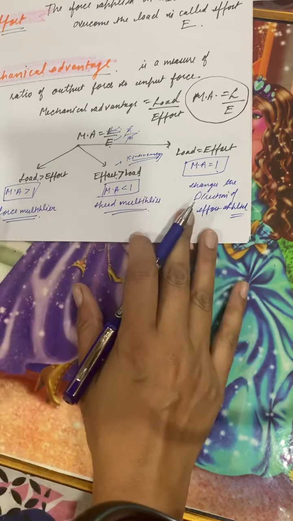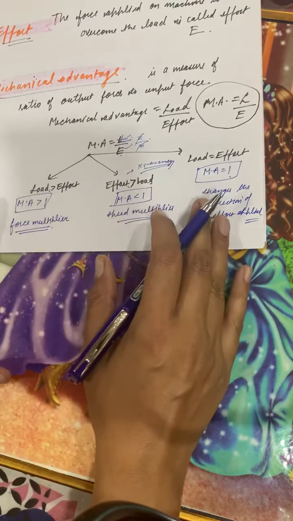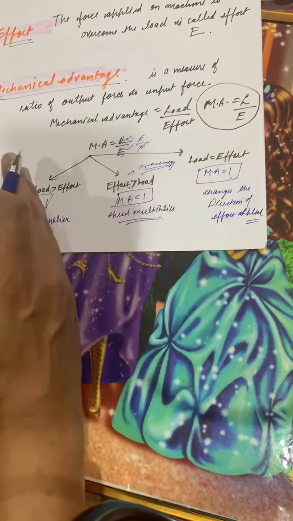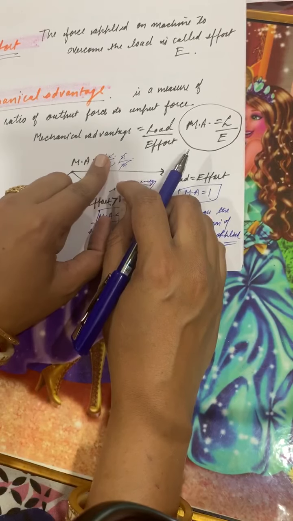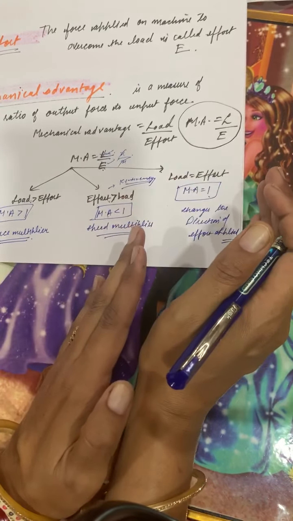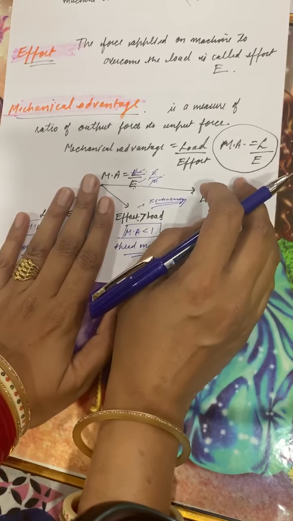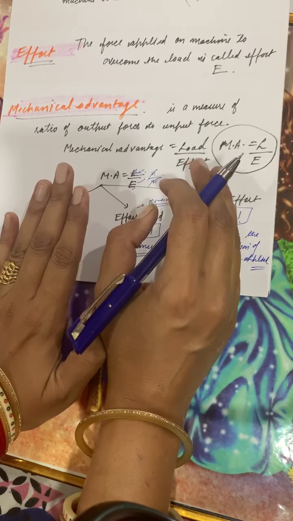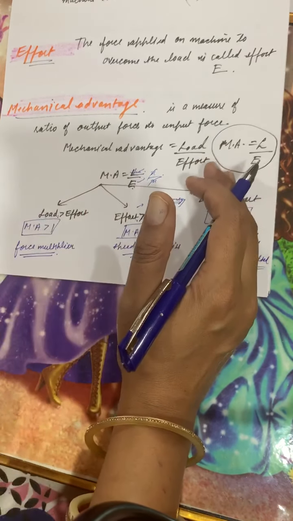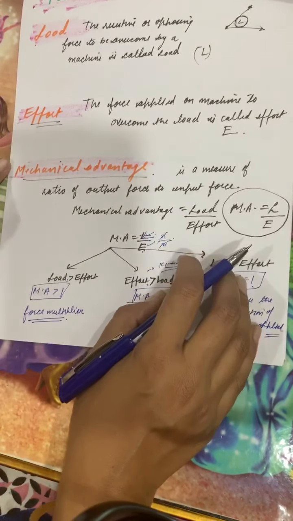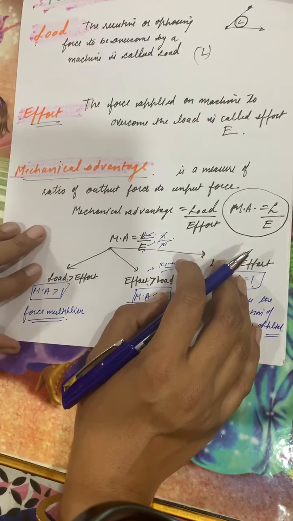I think you have understood the concept. Mathematics was also used here. Load more than effort, numerator more than denominator, value more than 1. Denominator more than the numerator, value less than 1. And both equal, value equal to 1. Okay, so this is the mechanical advantage. Students, mechanical advantage is used to analyze the forces in simple machines. Now load is over, effort is over, mechanical advantage is over.